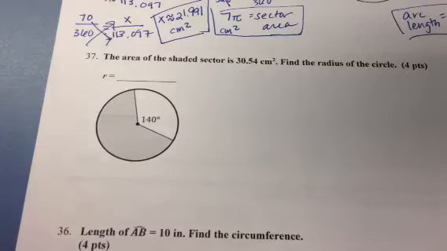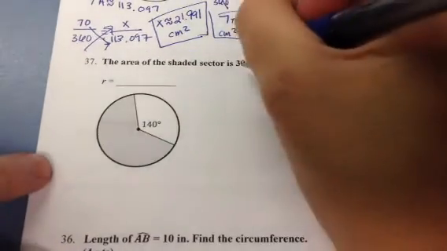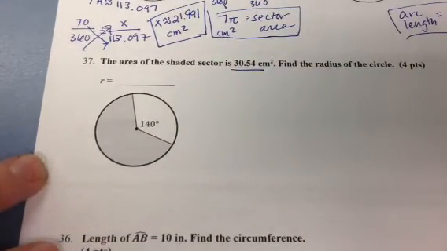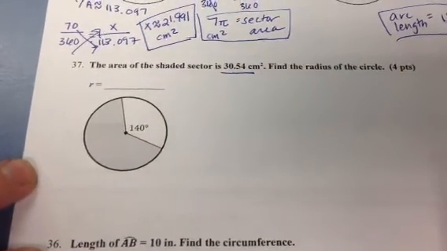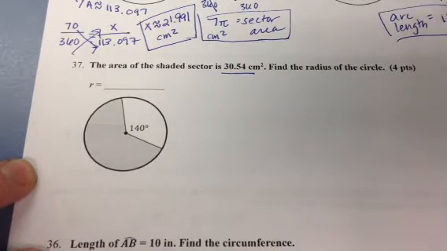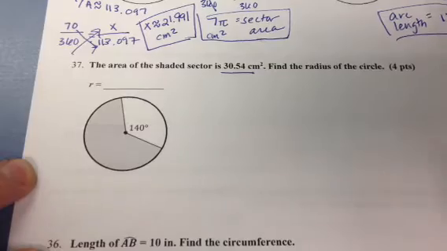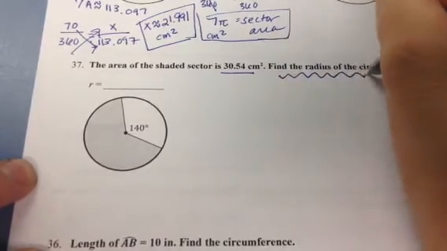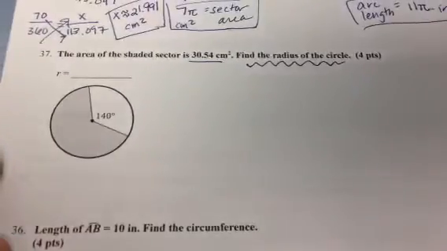All right, number 7, or 37. Ooh, this is a good question, and maybe a tough one because we haven't practiced one like this. But the area of the sector is 30.54 centimeters squared. So that is not in terms of pi because there's no pi next to it. So that means that's already been multiplied by pi. You're asked to find the radius of the circle. This is a really good challenge question.